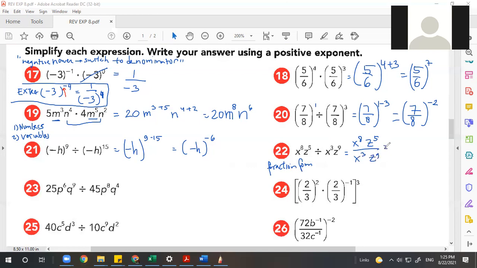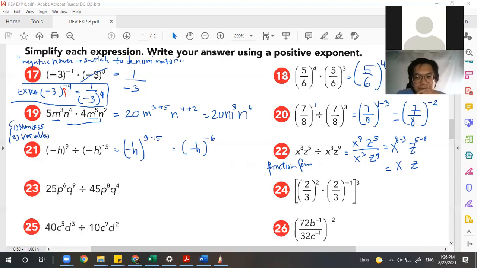So look at the same variables again with the same rule as number 19. The same variable will be x, right? X power 8 over x power 3. So it has to be x power 8 subtract 3, right? And then z to the power of 5 minus 9. What's your answer? X power something, z power something. What's your answer, Stacy?